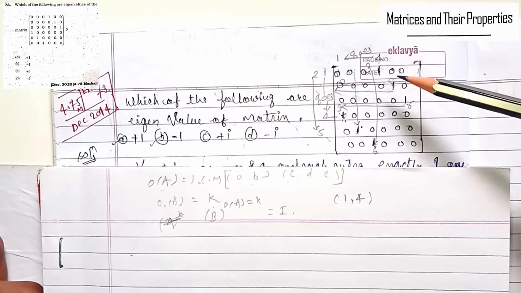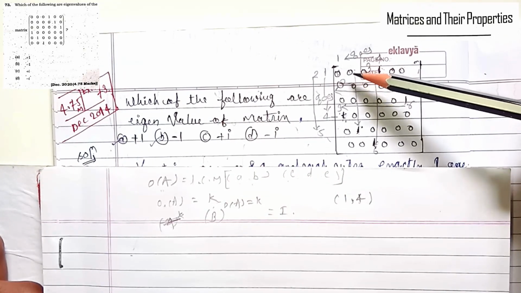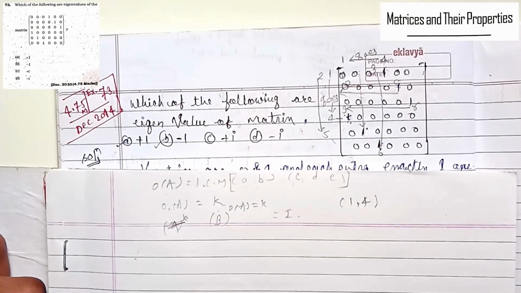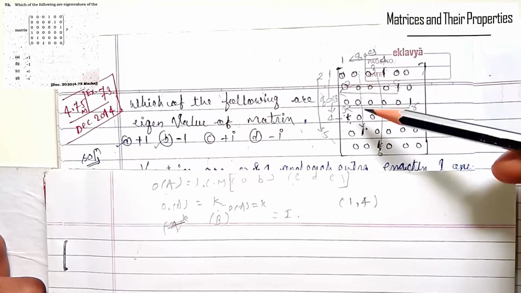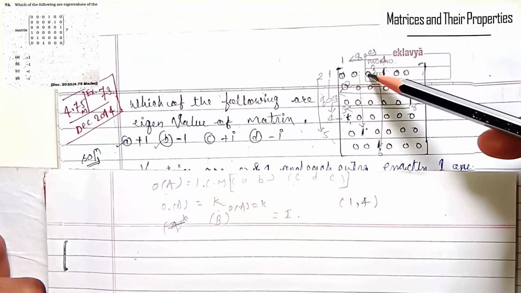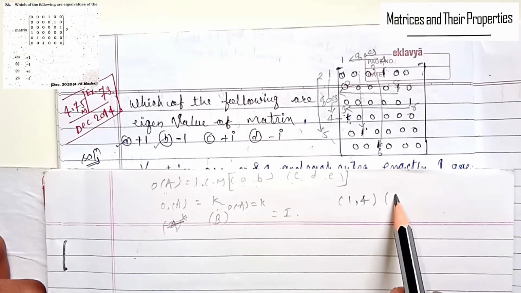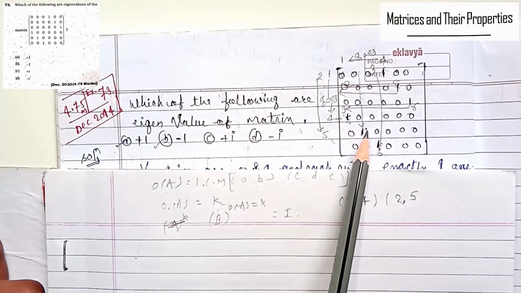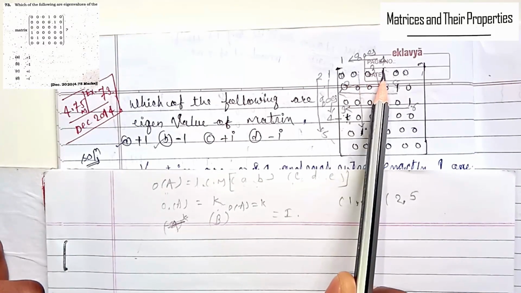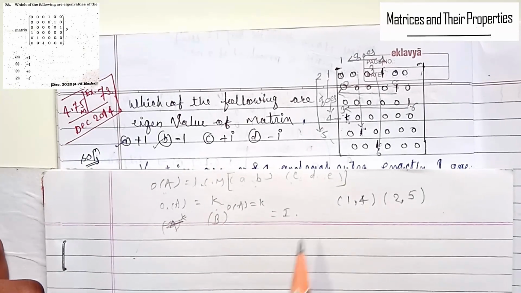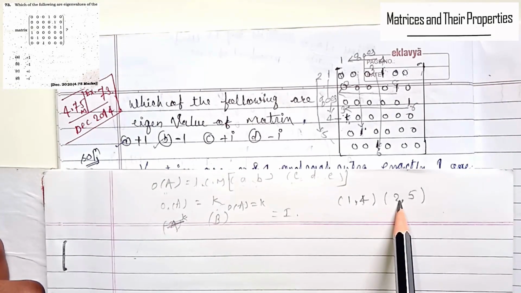Now similarly do it for the second column. Second goes to first, second, third, fourth, fifth. So second goes to fifth. Now check where fifth goes: first, second, third, fourth, fifth. So fifth goes to second. So the second ordered pair is complete here, another different cycle complete.